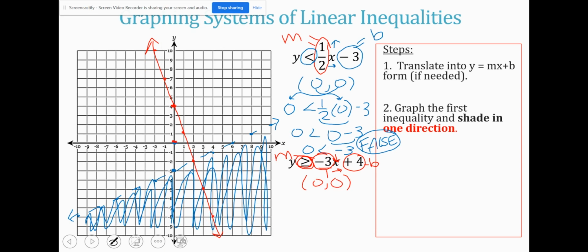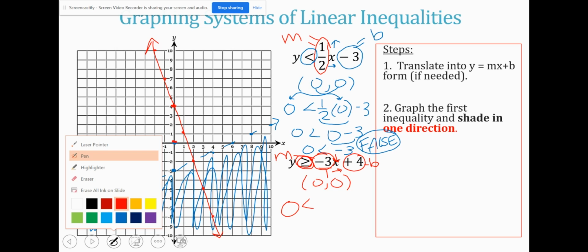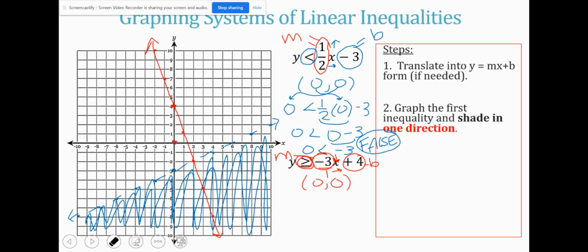So we get 0 is greater than or equal to. Careful with your sign, a little smaller. 0 is greater than or equal to negative 3 times 0 plus 4. Multiply here, we get 0 plus 4. That's why I love to use 0 here. Add these, we get 4.